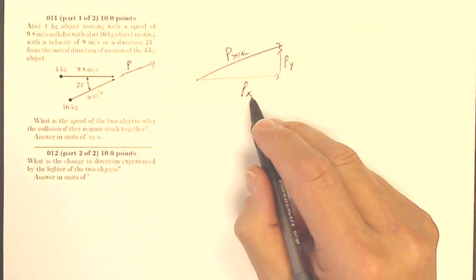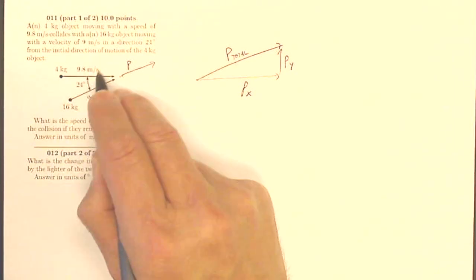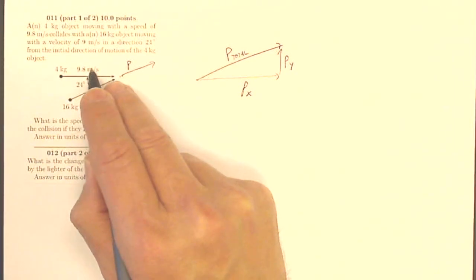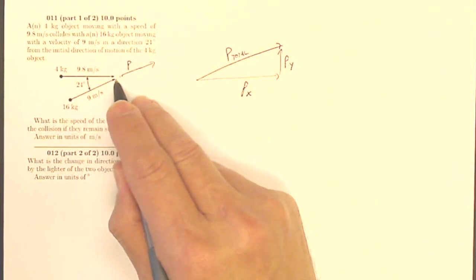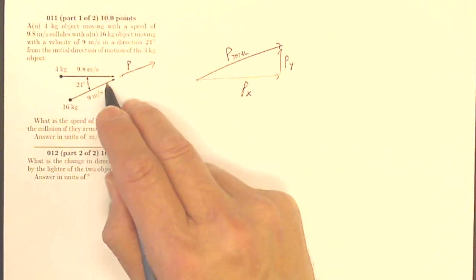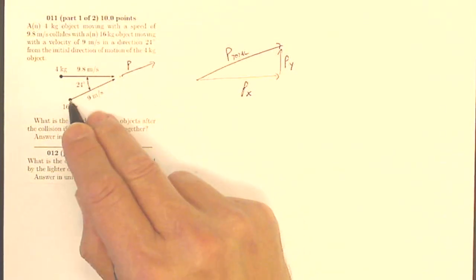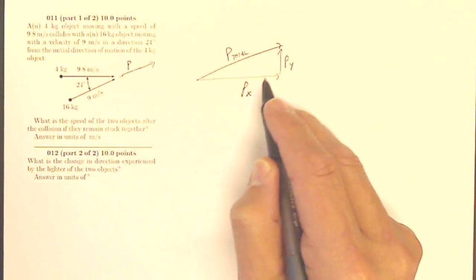Where does the x momentum come from? Well, this one certainly has some horizontal momentum, so if I did my mv there, I would definitely get some x momentum. But this one is up at an angle, so if I can figure out the total momentum of the second object, then I know it's got some x and some y momentum. Its x momentum is going to be part of this x momentum.